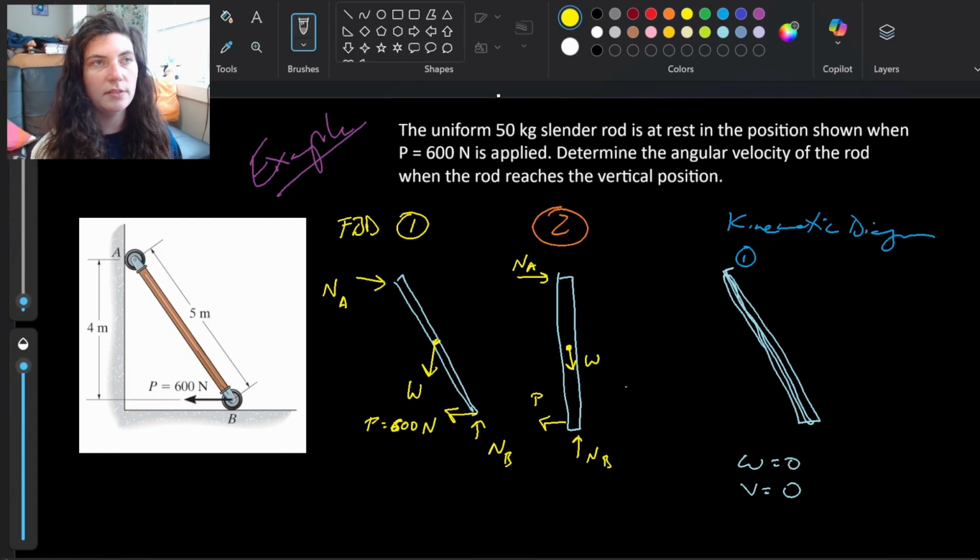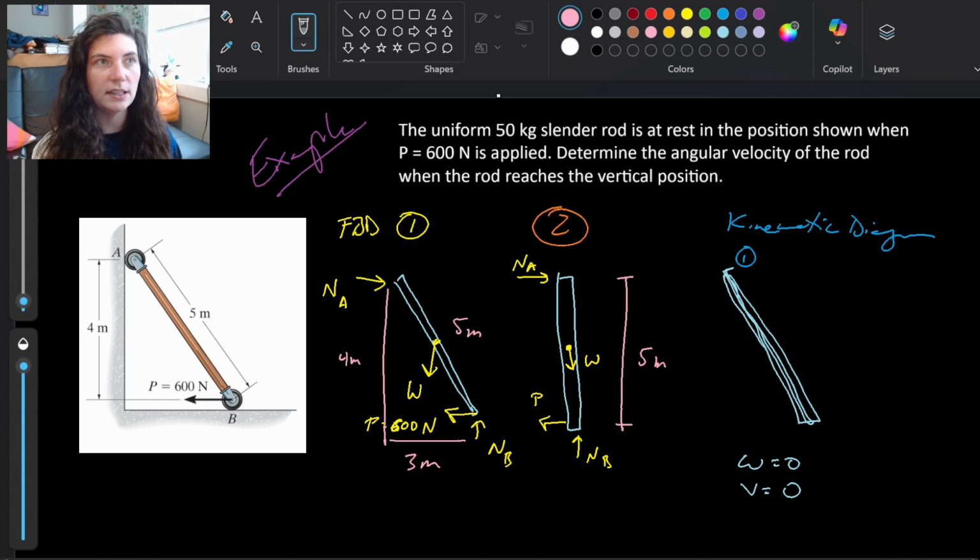And so all of that stays the same. All that's really changed is how the geometry of the problem was. Initially we had this 5 meter rod that had this vertical height of 4 meters, and because this makes the 3, 4, 5 triangle, this is 3 meters away. But now in our position 2, the vertical height is the same as the rod height. They're both 5 meters. So what that means is where this weight is acting is a little bit different.